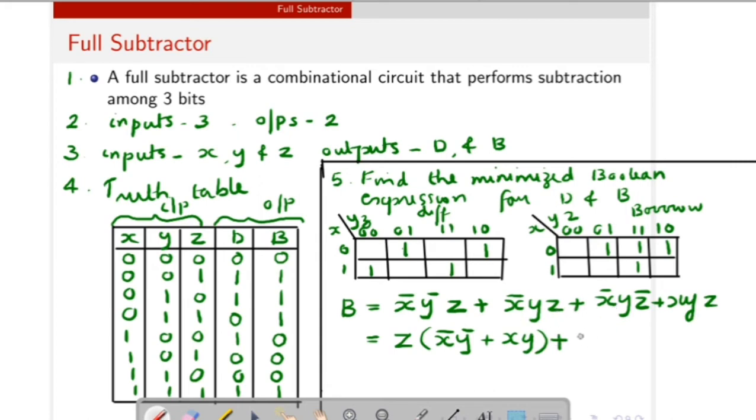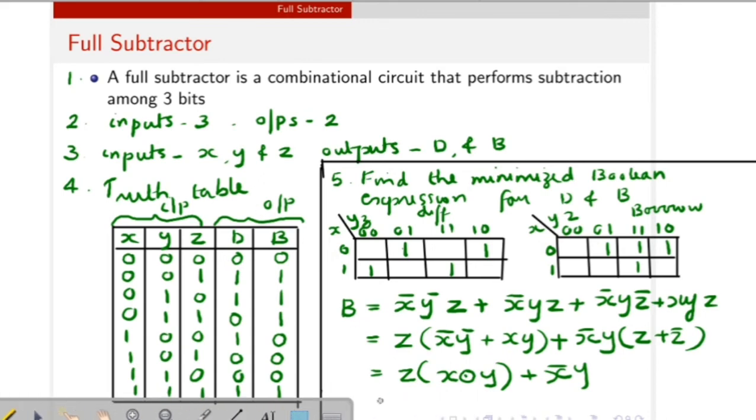then for the second and third terms, again applying the distributive law, that is x bar y into (z plus z bar). Okay, so z plus z bar is equal to 1, so here it is x bar y. Then z into (x bar y bar plus x y), which is x XNOR y, plus x bar y. Okay, so this is equal to z into (x XOR y) complement plus x bar y. So this is the Boolean expression for the borrow.